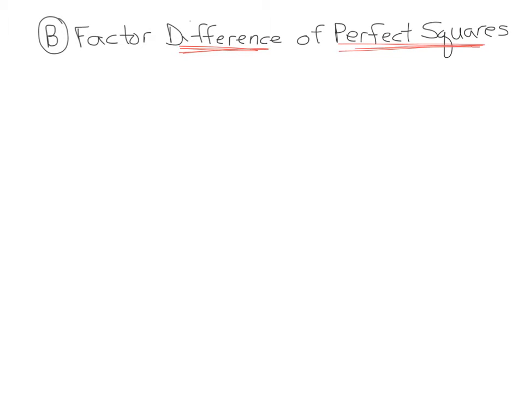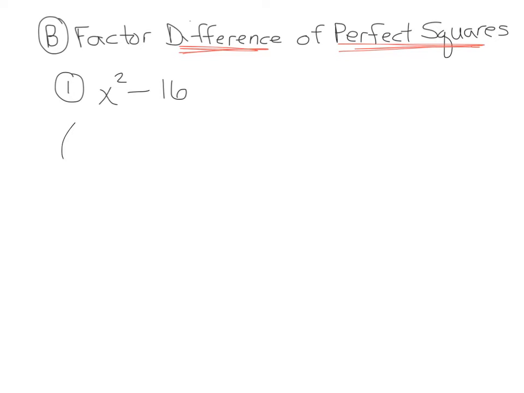So here's an example. You might have x squared minus 16. And you got to factor that. Okay, so look at it. Difference means subtraction. So there's subtraction. And perfect squares. This is a perfect square because x times itself, x times x is x squared. And this is also a perfect square because 4 times itself, 4 times 4. X times x, 4 times 4. Difference. Oh, this is a difference of perfect squares.